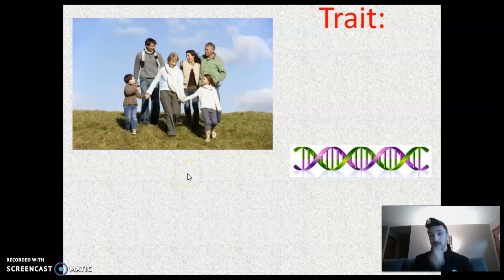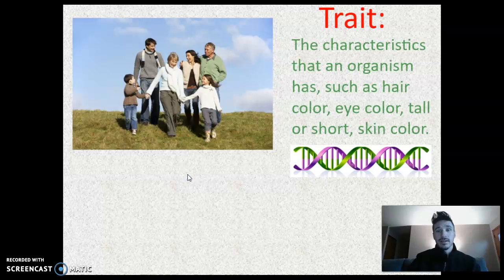Let's talk about traits, right? Traits is a word that you're all probably much more familiar with, but don't exactly know what it means. A trait is a characteristic that an organism has, like hair color, eye color, tall, short, skin color. These are traits, things you can outwardly express, and there's a more complicated term for it that we're going to learn a little down the road.